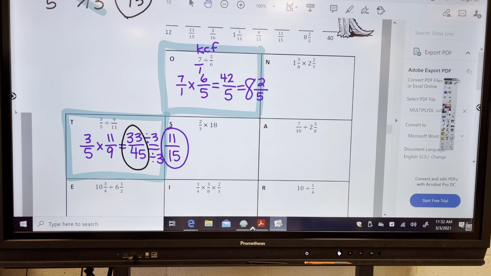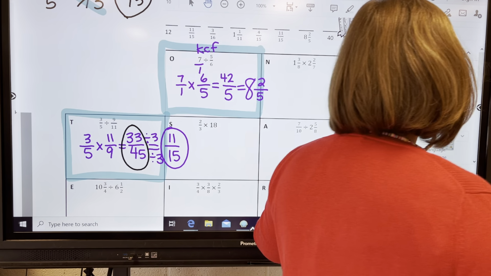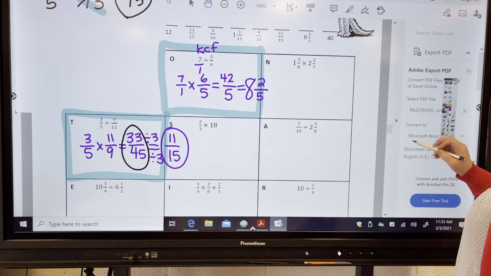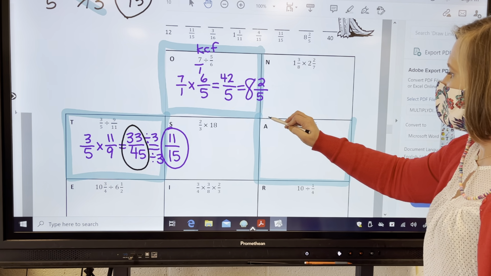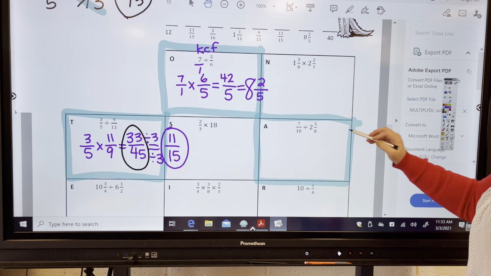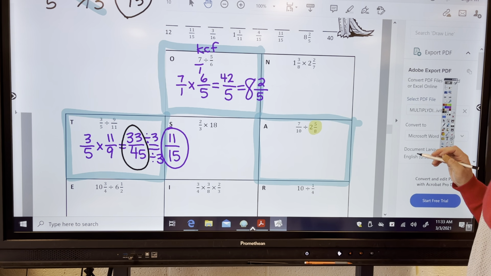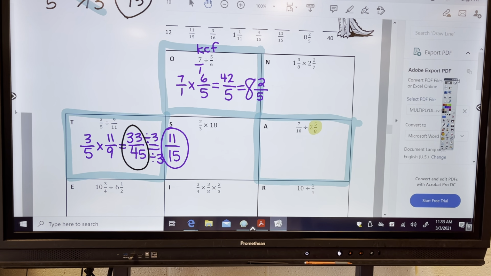All right, let's look at A. What do we have in A? Yeah, what? That's not a whole number. In A, what do we have? Right here, this A. This A right here. What is this, y'all? A mixed number. So what are we going to have to do to the mixed number? Change it to an improper fraction.